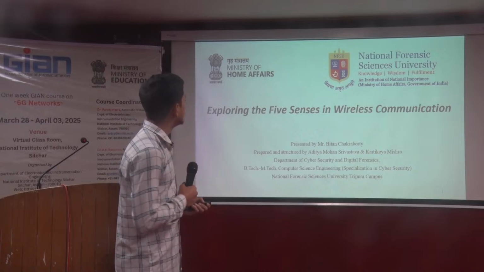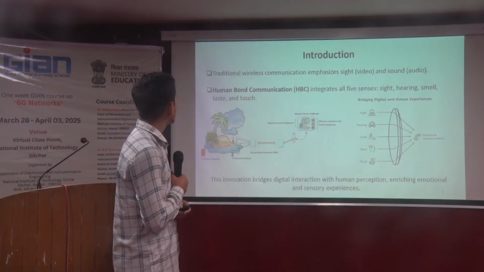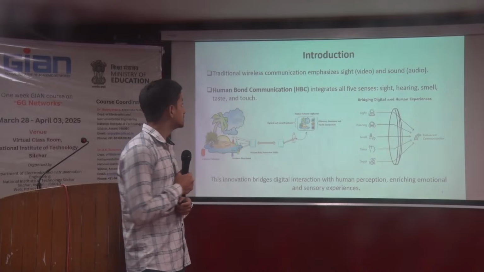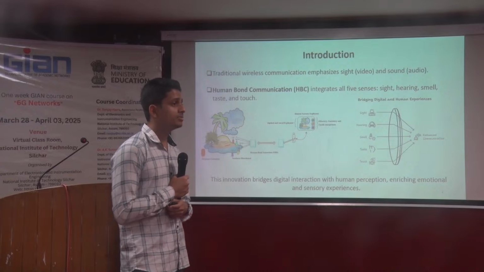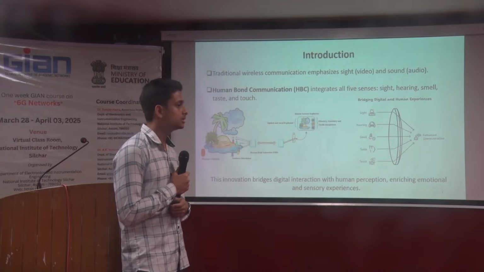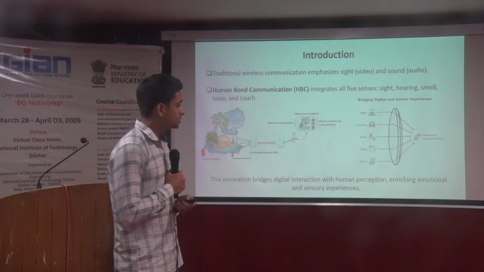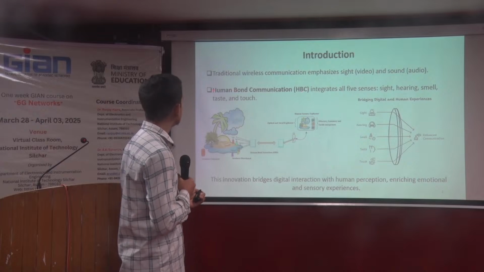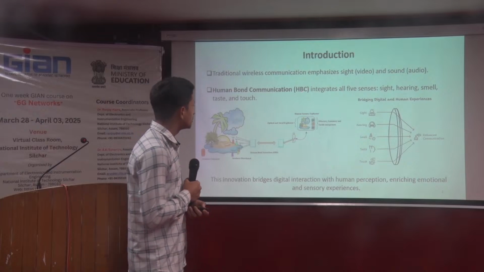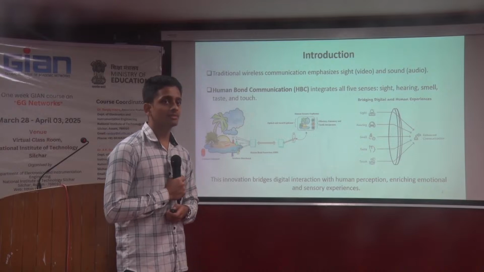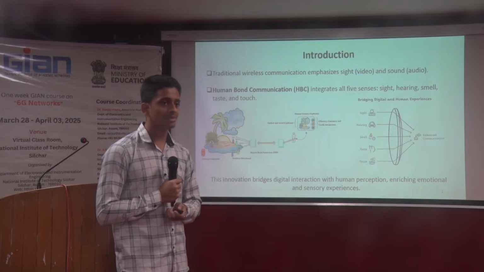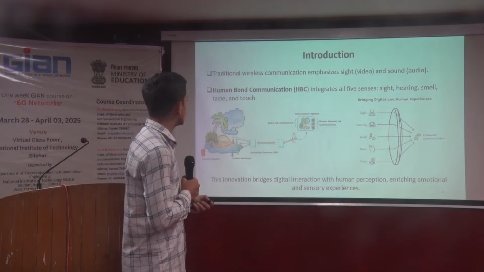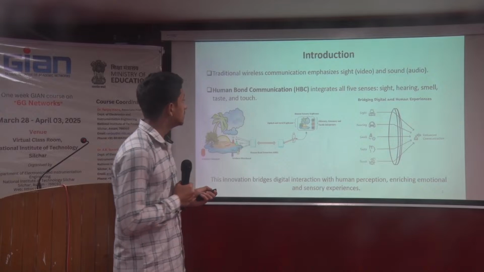So I will start with traditional wireless communication. In traditional wireless communication, we have sight and audio, which are among the five senses of communication that have been discovered so far. The whole topic of human bond communication, I took from a research paper which I found on the internet. The research paper was published by Professor Ramjee Prasad himself. So the whole presentation I took from there, and human bond communication integrates the five senses of communication.